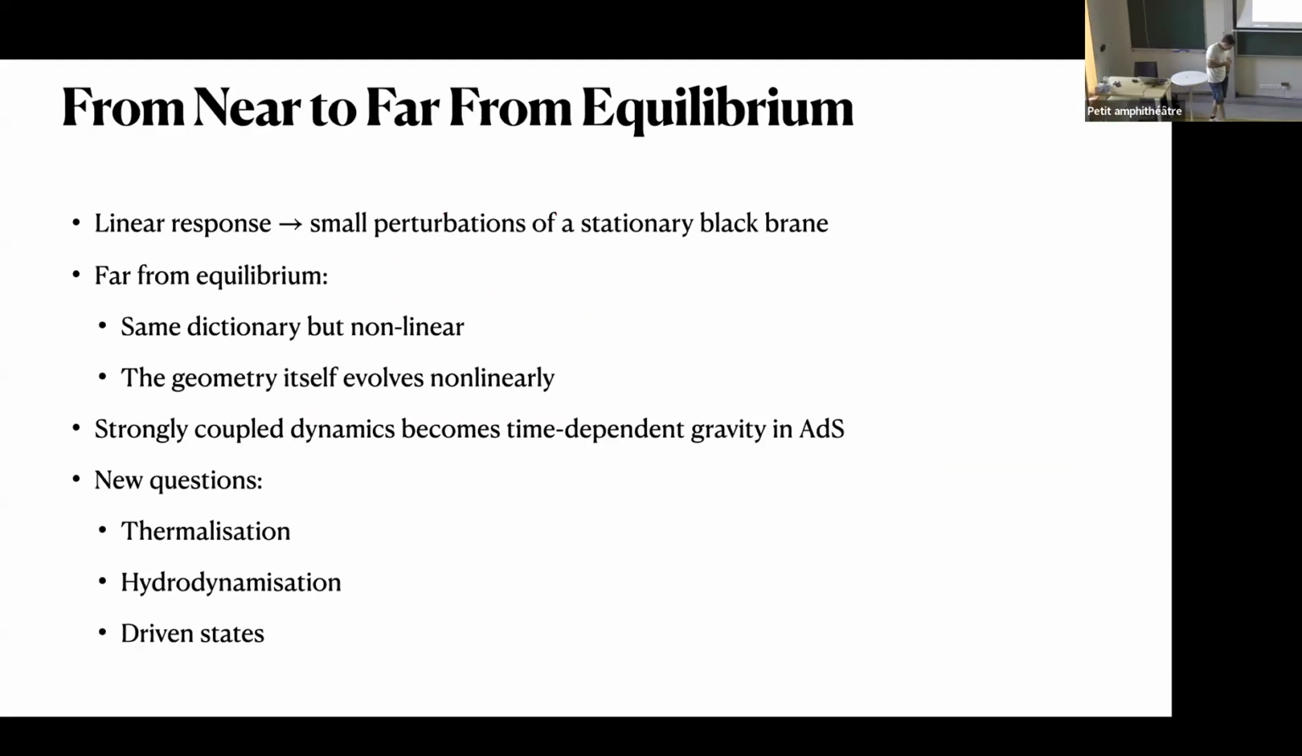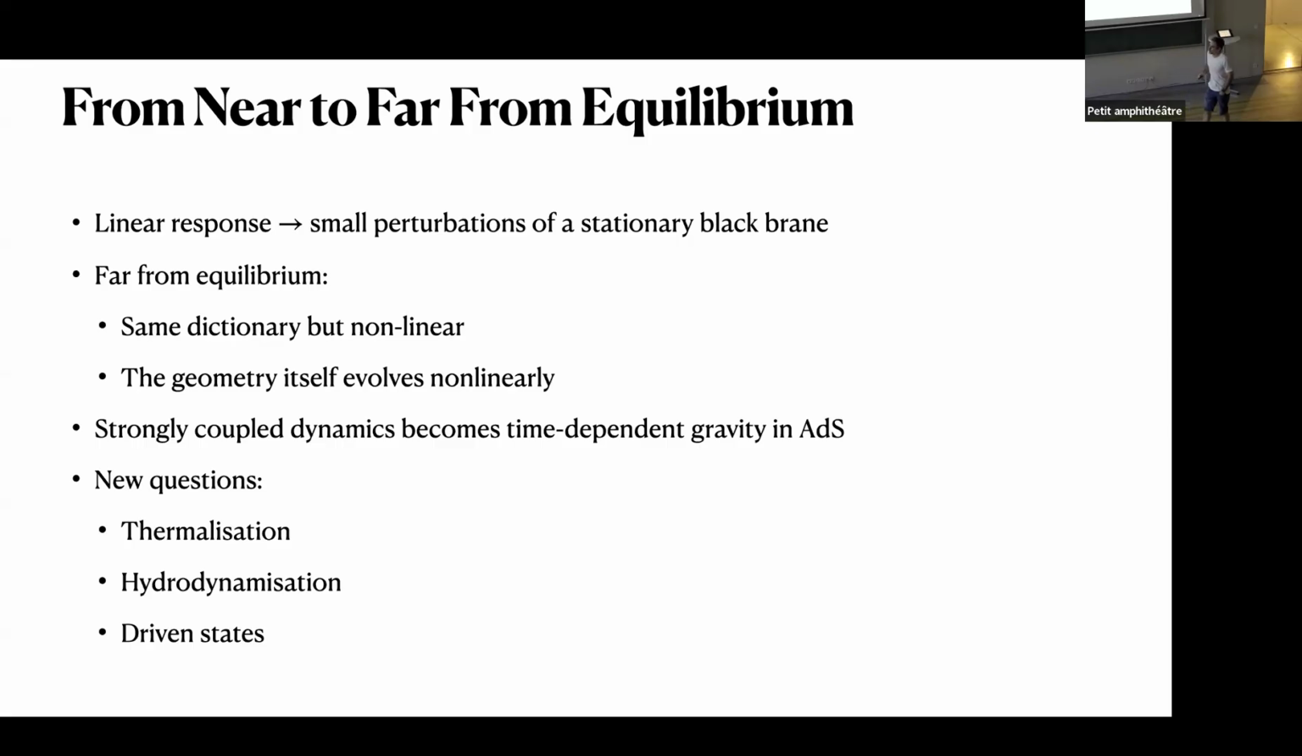Now, if I want to move on to the story for far from equilibrium, this was all just looking at small perturbations, or motivated by small perturbations. What would I have to do for the next step? Well, not much. The logic remains the same. In the linear response, we were basically looking at small perturbations around the stationary black holes.